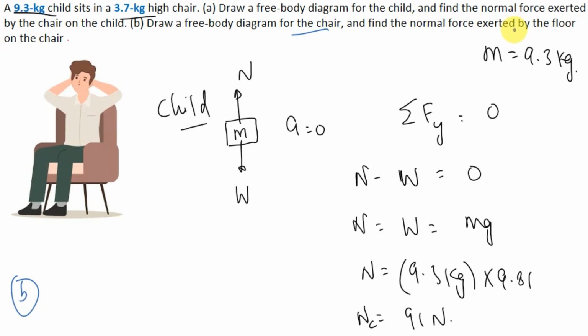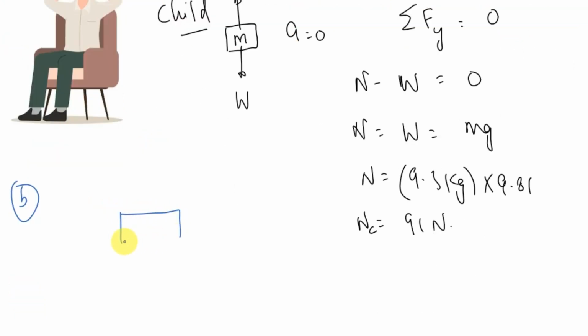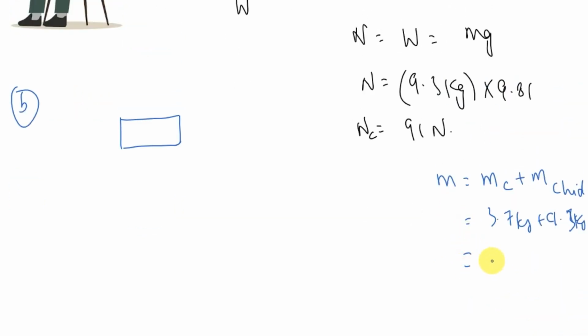Now next, in part B, we need to draw the free body diagram for the chair and find the normal force exerted by the floor on the chair. So we can assume this to be the chair, and this time the mass will be equal to the mass of the chair plus the mass of the child, where the mass of chair is 3.7 kg and mass of child is 9.3 kg, which is equal to 13 kg. So this is 13 kg.